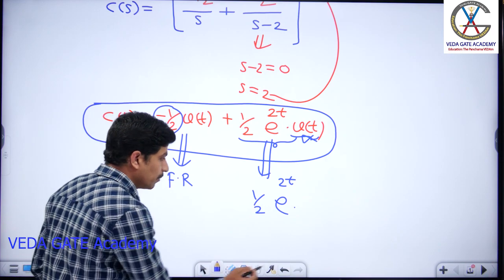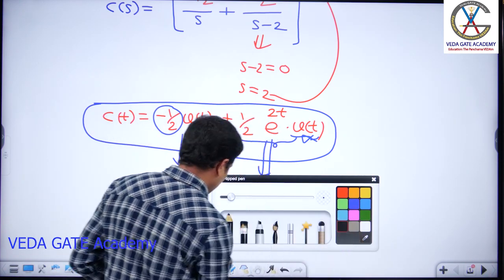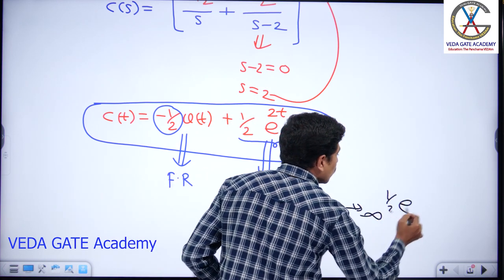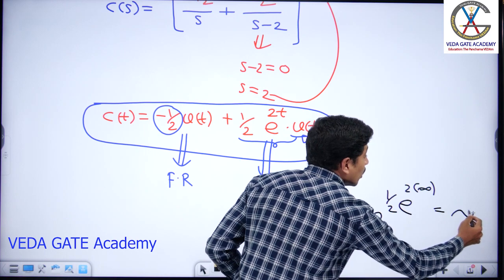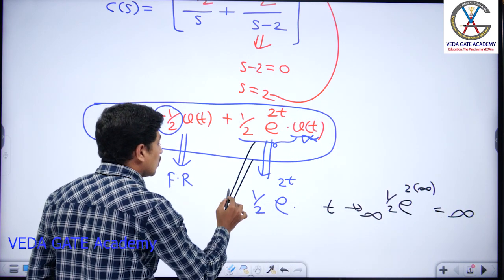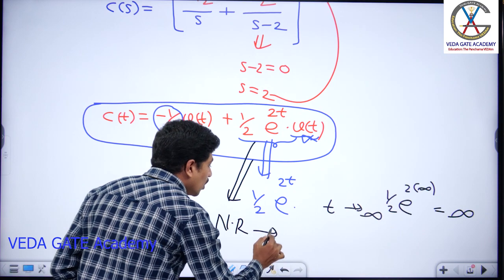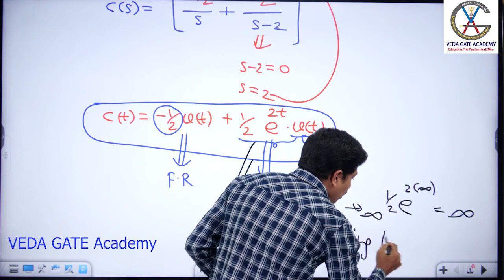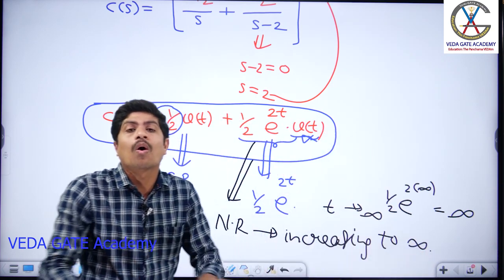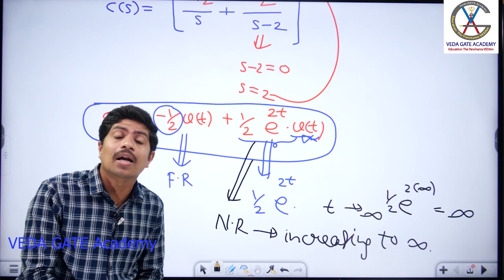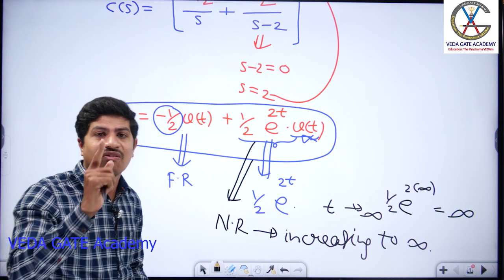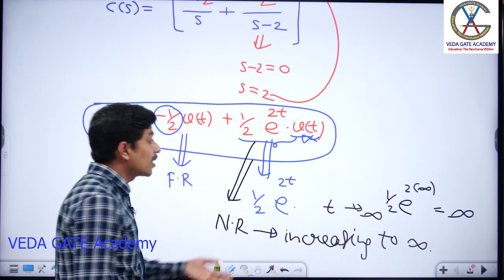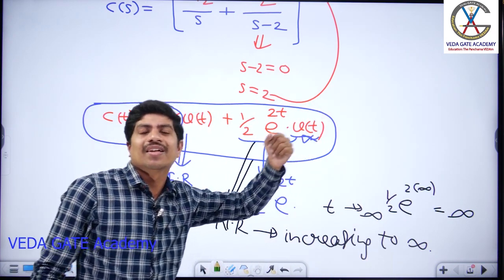If you observe carefully, as time t tends to infinity, what is happening now? As t tends towards infinity, e power 1 by 2 into e power 2 into infinity will be what? Infinity. The natural response is increasing to infinity, which we do not want. This system is said to be stable or unstable? Unstable. So why is it unstable? What is the reason for this? Because here the natural response is tending towards infinity, then that is said to be unstable.